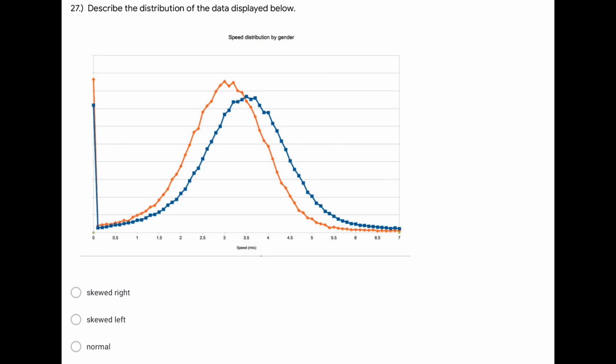Describe the distribution of the data displayed below. This is a dot plot, so it looks a little different. And in this dot plot, we're comparing two different people. We're comparing males and females because it says gender here, but that doesn't really matter. If your data goes like this and then like that, what kind of distribution is that? Is it skewed right, skewed left, or is that a normal distribution?